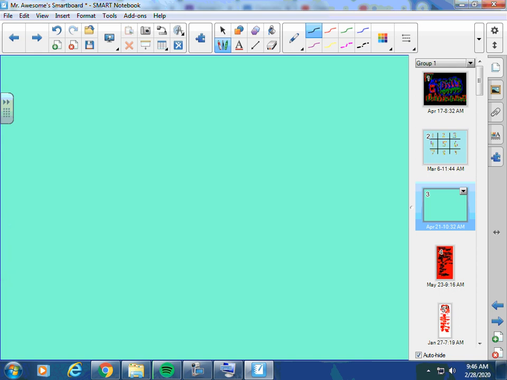So this is just a continuation of the notes that we were doing before. We started off just being introduced to scientific notation, how to write it. We continued with that on Tuesday, and then we got up to comparing scientific notation, which we did in the journal.